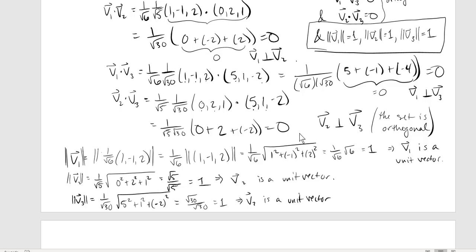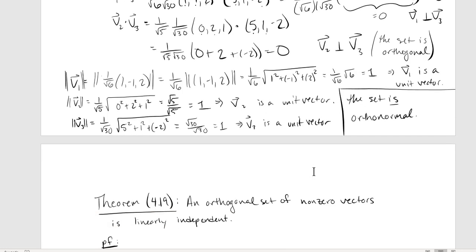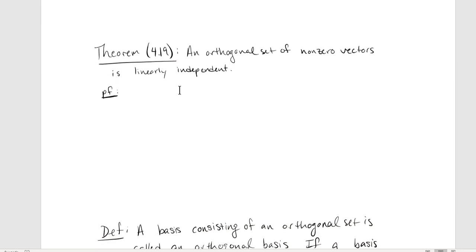Well, every pair of vectors in this set is orthogonal, right? So the set is orthogonal. Every vector in this set is a unit vector, so this set is orthonormal. Not just orthogonal, but orthonormal. Okay, so let's move on.